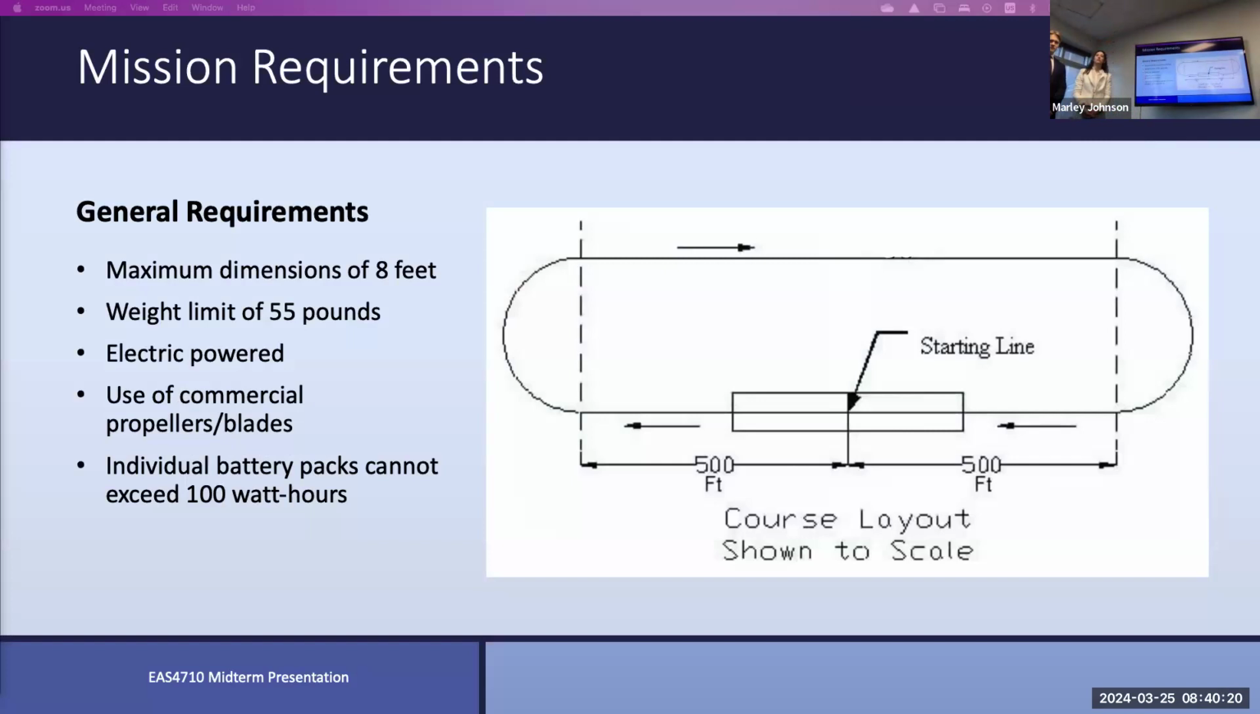So we have a few mission requirements that are involved with our plane. I'll be talking to you guys about some of the physical limitations that we have for our actual aircraft. We have a maximum length, width, and height that our plane can be, which is basically an 8x8x8 foot cube. And we have to stick to a limit of 55 pounds, which we're not really getting anywhere close to. It has to be powered by something electric, so nothing like gas or anything of that variety. We need to use propellers and blades, as well as battery packs that can exceed 100 watts.